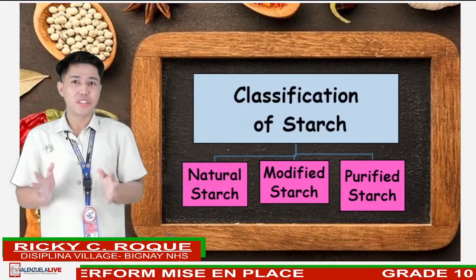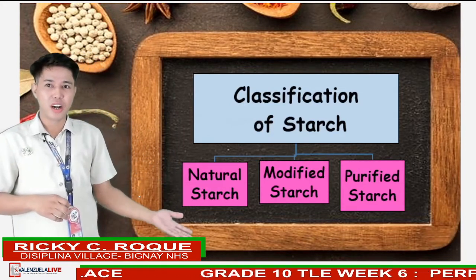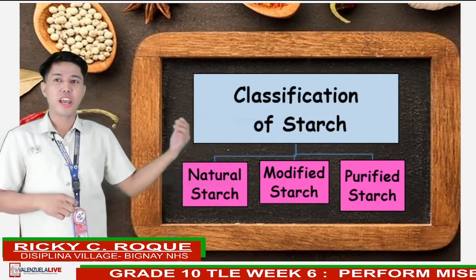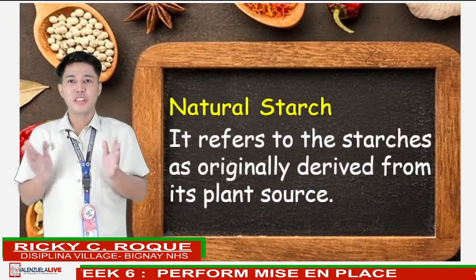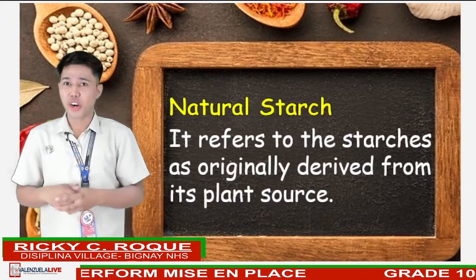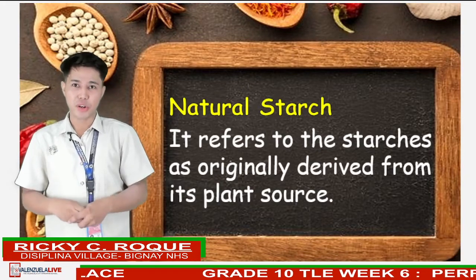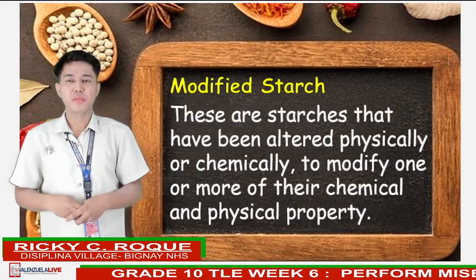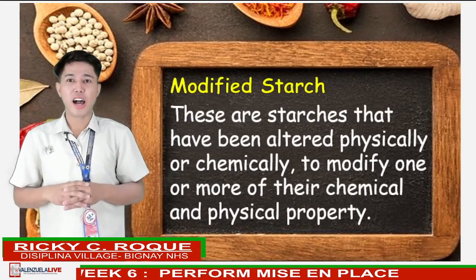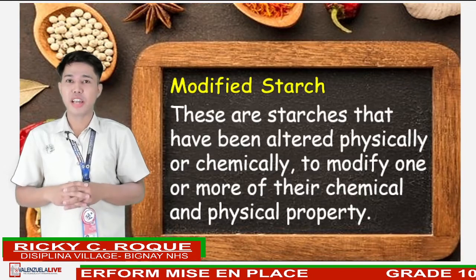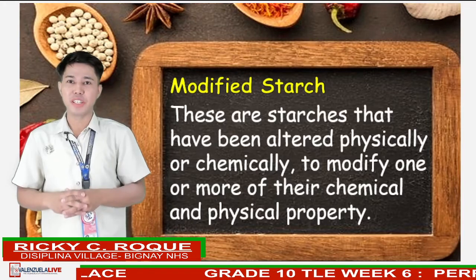Let us now discuss the classification of starch. We have the natural starch, modified starch, and the purified starch. Natural starch refers to the starches as originally derived from its plant source. Modified starches are starches that have been altered physically or chemically to modify one or more of their chemical and physical properties.